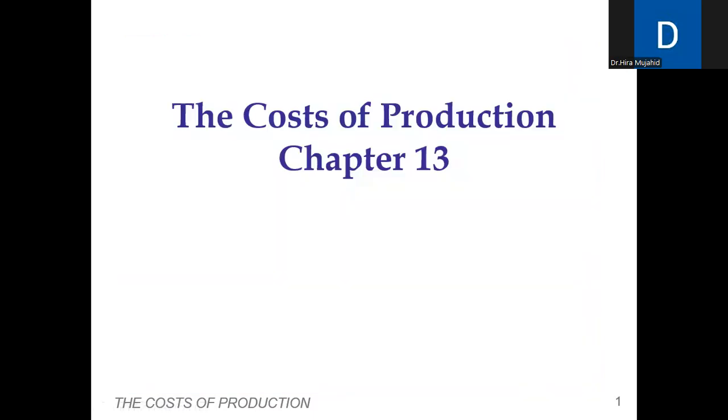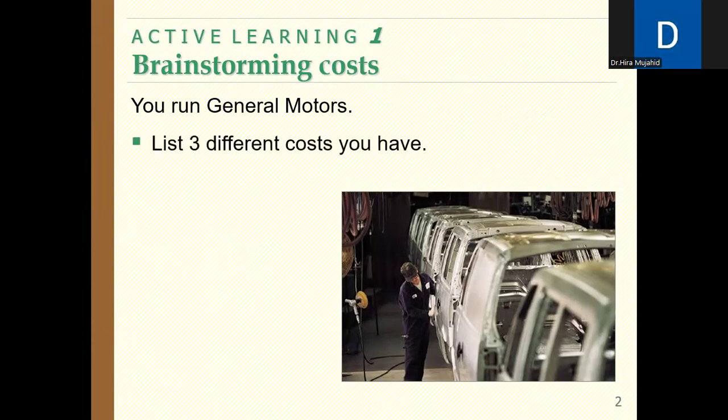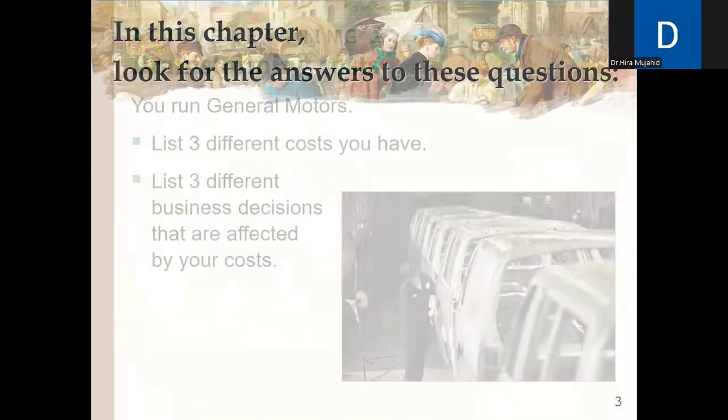The cost of production, chapter 13 from Mankiw's book. We already have discussed that if we need to start a business, we need some kind of inputs. And we have discussed in the class that at least we need labor, capital, and raw material to start any business. So these will affect your decisions.